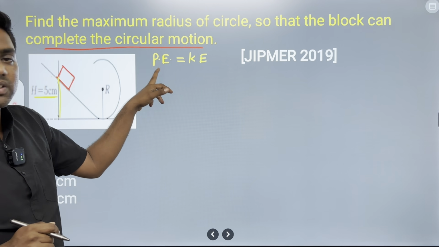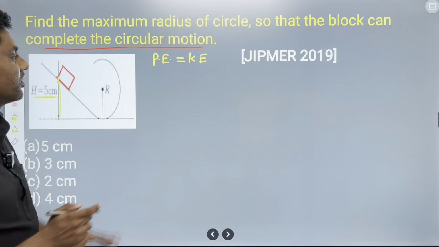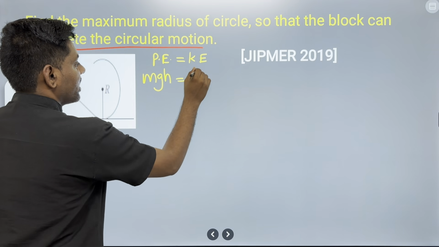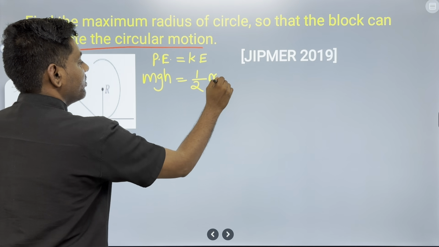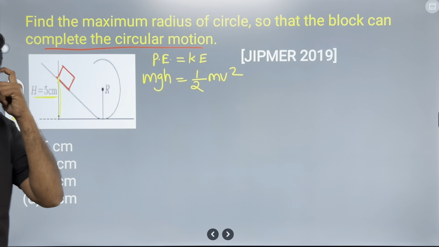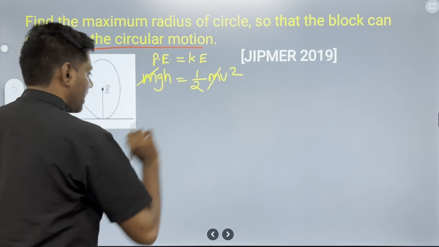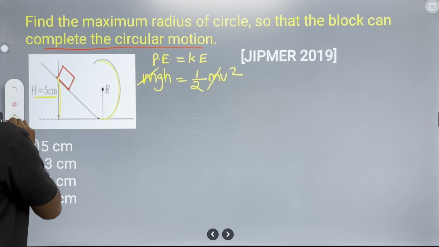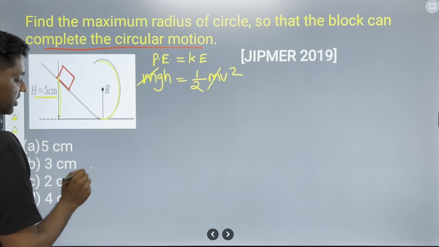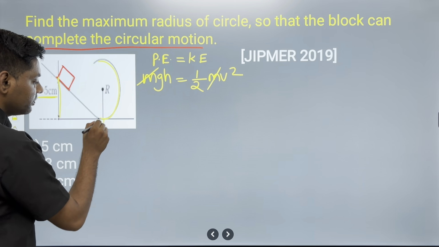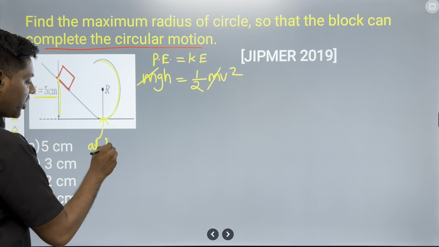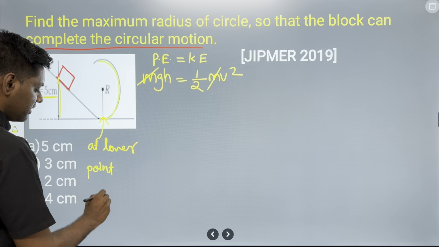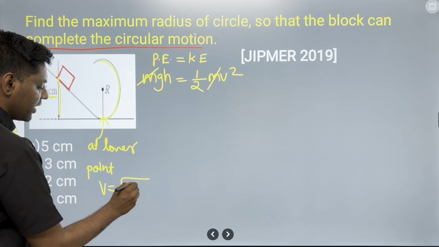According to the work-energy theorem, we write potential energy equals kinetic energy. The standard formula of potential energy is mgh, and kinetic energy is half m v square. The question is very easy. On both sides mass cancels. We know that for performing the circular motion, the speed required at the bottom, at the lowest point, is v equal to under root of 5gr.